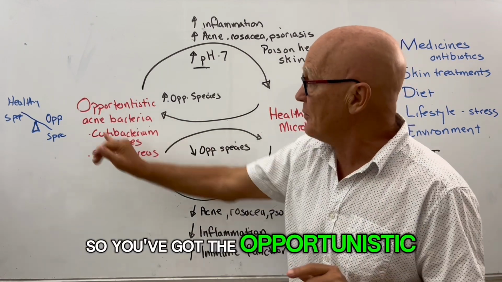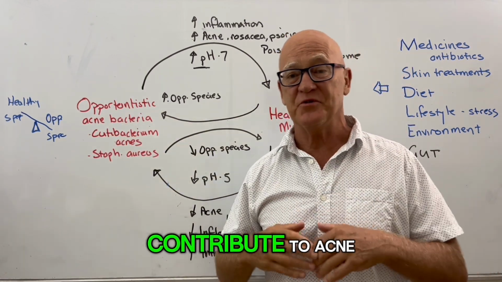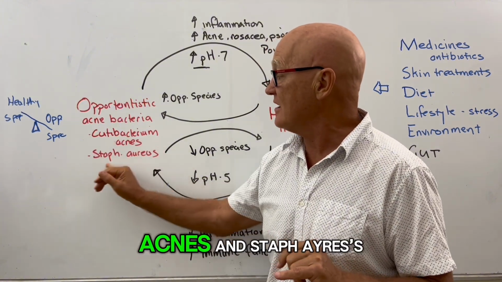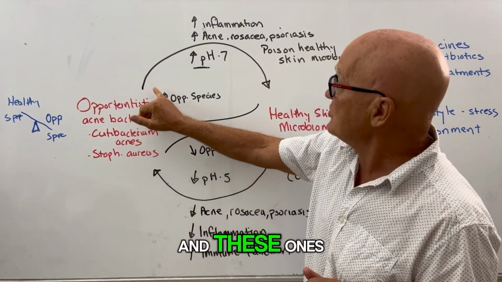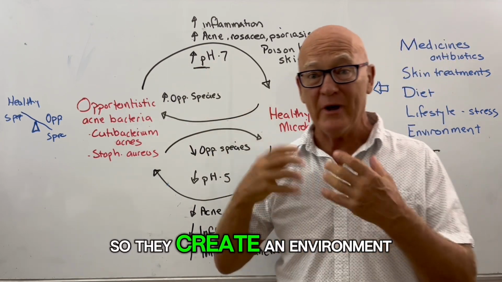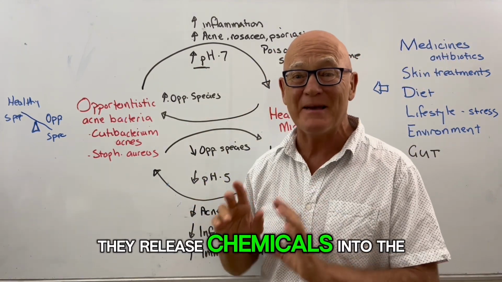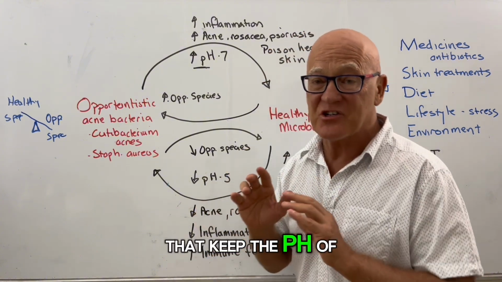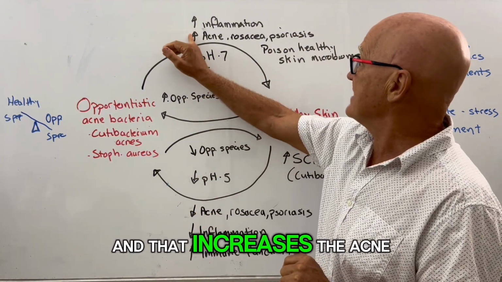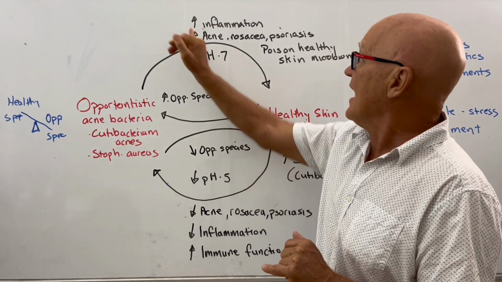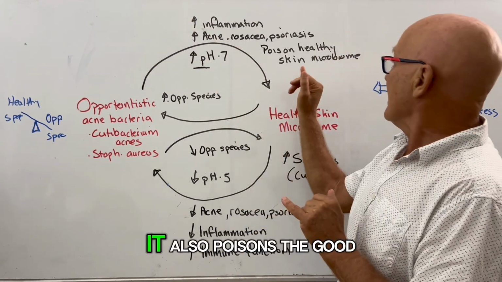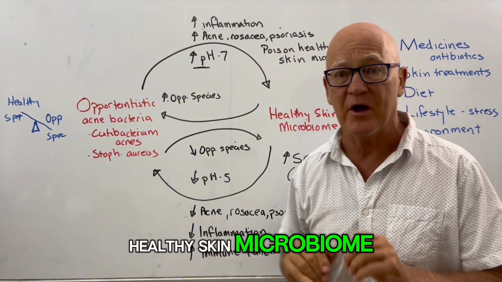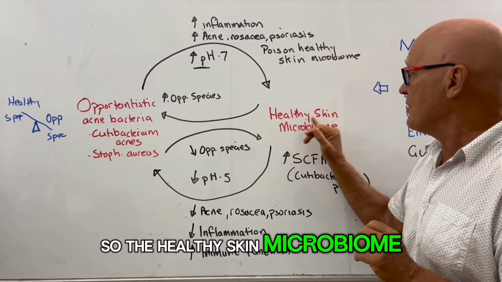what goes on. So you've got the opportunistic species. These are the ones that contribute to acne, rosacea, dermatitis, all those conditions, like the Cutibacterium acnes and Staph aureus. And these ones like the pH of 7. So they create an environment around them. They release chemicals into the skin and on the skin that keep the pH at around about 7. And that increases the acne and all of the skin conditions, and it increases inflammation. It also poisons the good, healthy skin microbiome. So the healthy skin microbiome gets poisoned.